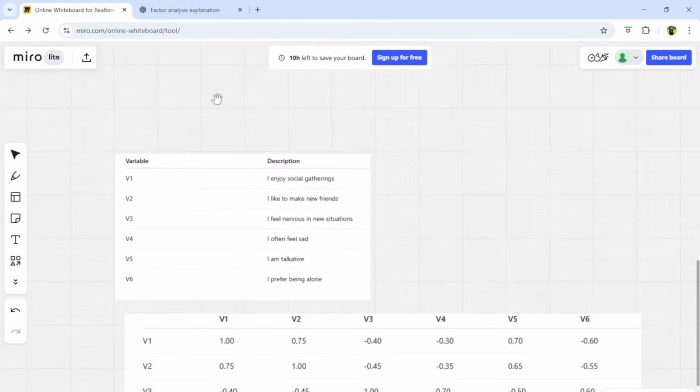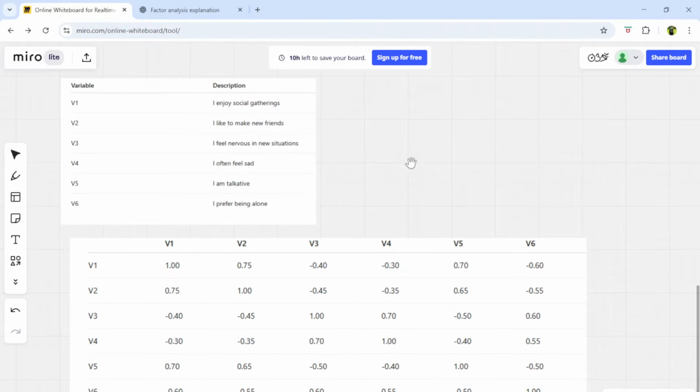Let's say we want to determine the personality of a person, and we have 6 variables. Those variables are in the form of questions. We go and ask students about their social life and stuff like that. Do you enjoy social gatherings? Do you like to make new friends? Do you feel nervous in new situations? Do you often feel sad? Are you talkative? Or do you prefer being alone? So this is more like a yes or no questionnaire.